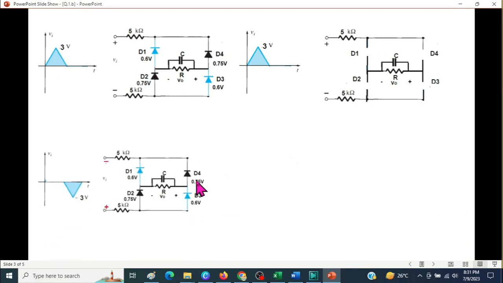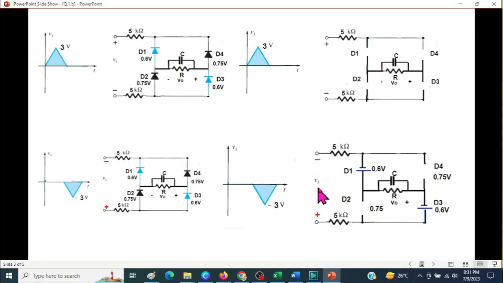Now we come on to the second half, this one. Now it will be negative at the top and positive at the bottom. Now this negative will make this one forward bias, this one forward bias. Similarly, this positive will make this one forward bias and this one forward bias. But there is a catch here.